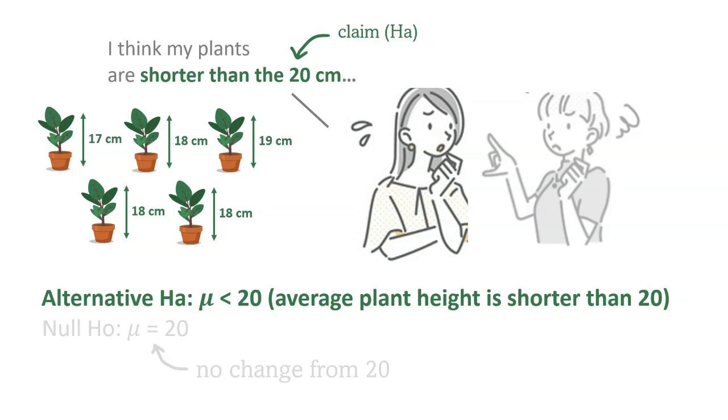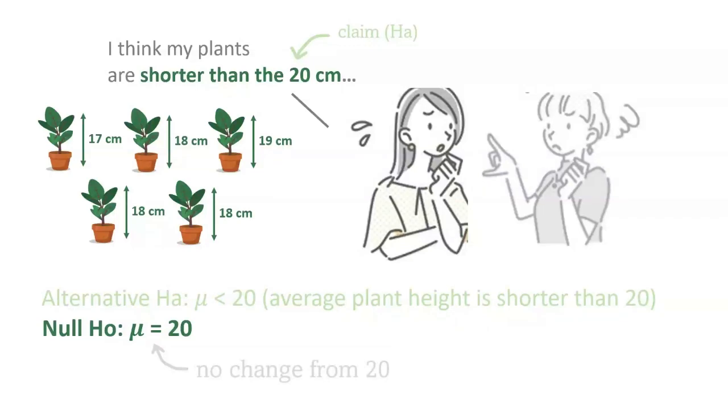And because we are after whether the plant height average is shorter, this implies a negative or left direction. So this is a one-tailed, specifically to the left. So what is the null hypothesis? That the mean mu is equal to 20. Remember that the null hypothesis is a condition of no change, so we always use the equal sign.